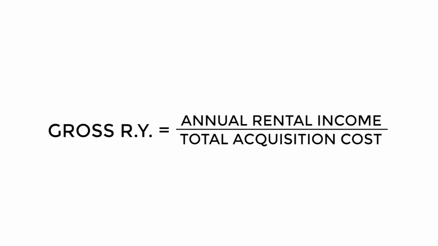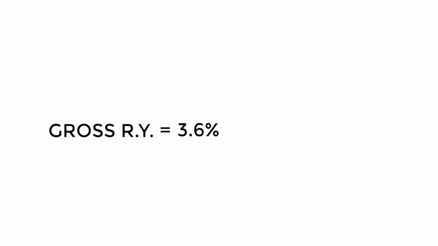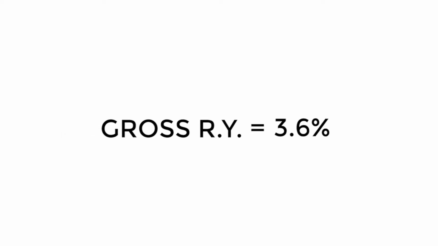For example, your monthly rental is 30,000. That's your monthly rental times 12, so that's 360,000, divided by, let's say, for example, your acquisition cost is 10 million pesos. You divide 360,000 by 10 million, and you'll get about 3.6% gross rental yield.